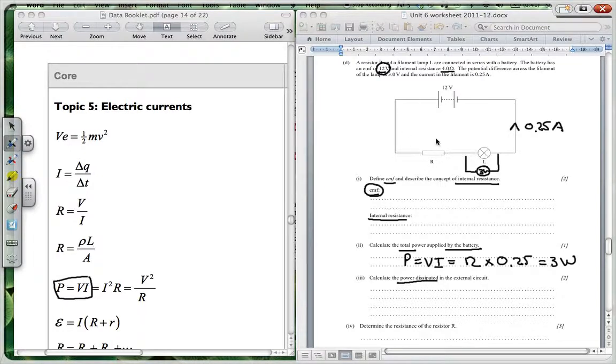Then it says calculate the power dissipated in the external circuit. So the power dissipated in the external circuit will be the total power, 3 watts, minus the power that is going to be lost in the cell itself. Now there's a 4 ohm resistor, so using this formula over here, that power is equal to I squared R. So the power lost in the cell itself is going to be 0.25 squared times 4 ohms, and that will give us our power dissipated in the external circuit. So let me just work that out. So we're going to get 3 minus 0.25 squared times 4.